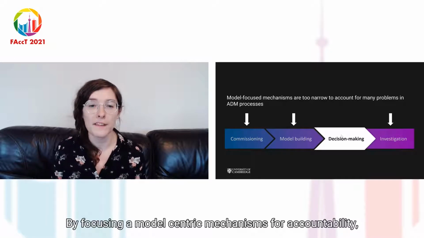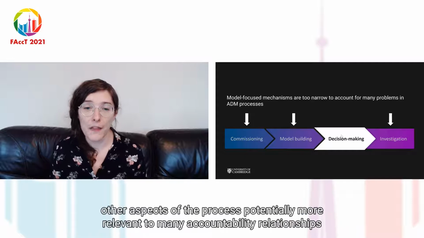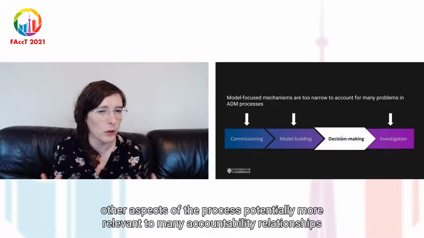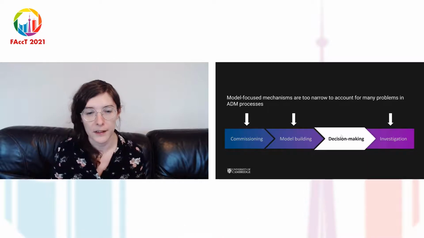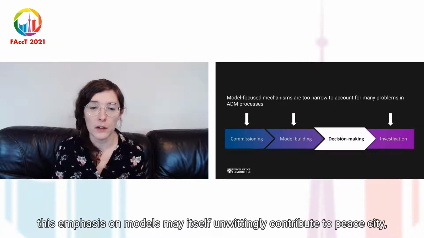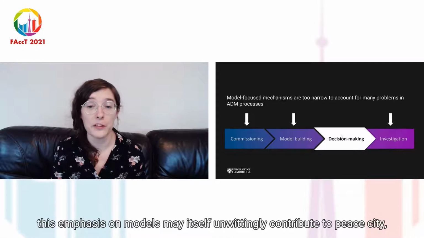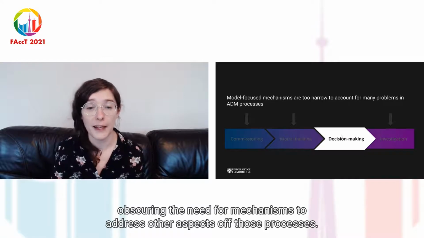By focusing on model-centric mechanisms for accountability, other aspects of the process, potentially more relevant to many accountability relationships, might end up under-discussed. Indeed, this emphasis on models may itself unwittingly contribute to opacity, obscuring the need for mechanisms to address other aspects of those processes.